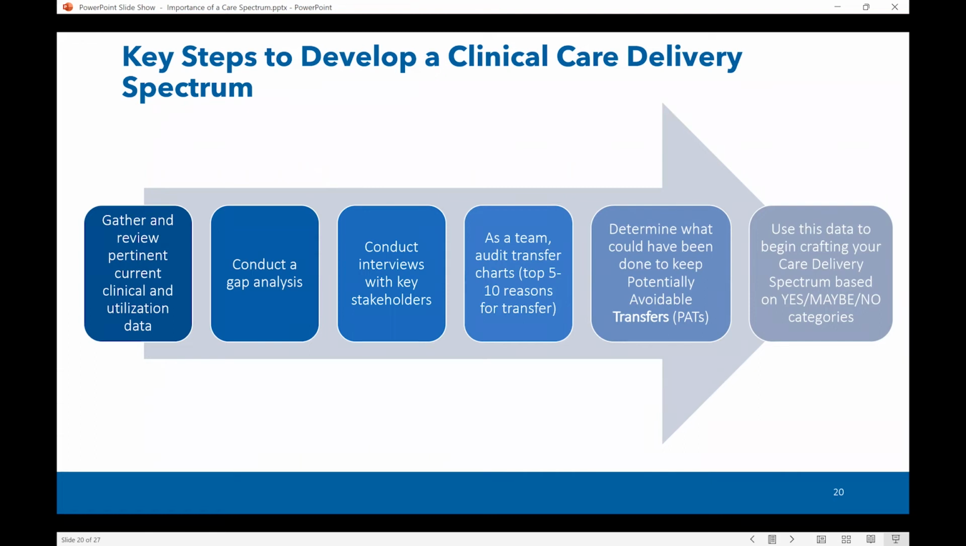You'll find that there are those that are absolutely, they do not need to stay. And then there are those that are in that gray area. So we know that, yes, we can keep this type of patient. And we know that absolutely no, we can't keep this type of patient. But what about those that are in the middle? So then you'll craft your care spectrum based on those yes, maybe, and no categories.